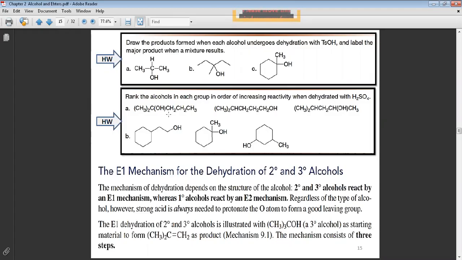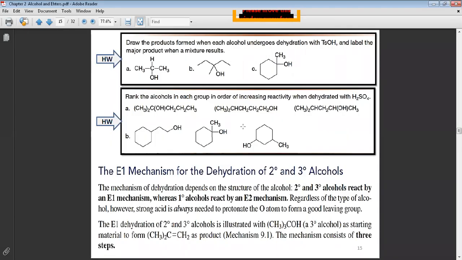Okay, this alcohol: primary, secondary, or tertiary? Tertiary is the fastest, and primary is the slowest. That means this will be the faster one, and then this, and then this. Why? It depends on the stability of the carbocation.